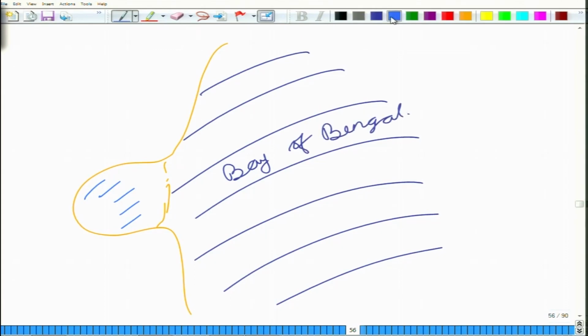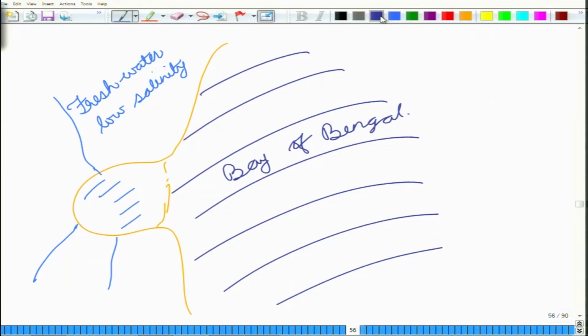Now, the lagoon is drained by a number of rivers. These rivers are bringing in fresh water or a low salinity water. Now, in the case of the Bay of Bengal, you have high salinity. So, you have saline water here. Now, these lagoons are separated from the sea with these sandbars.